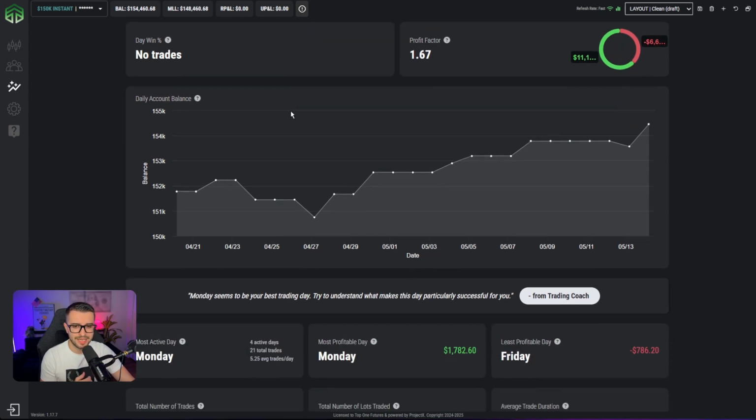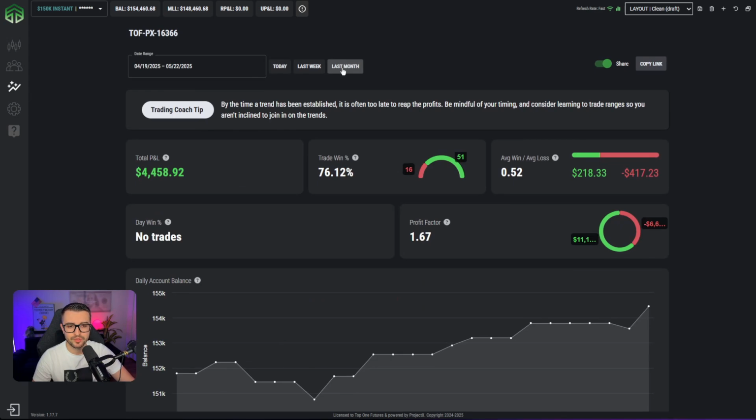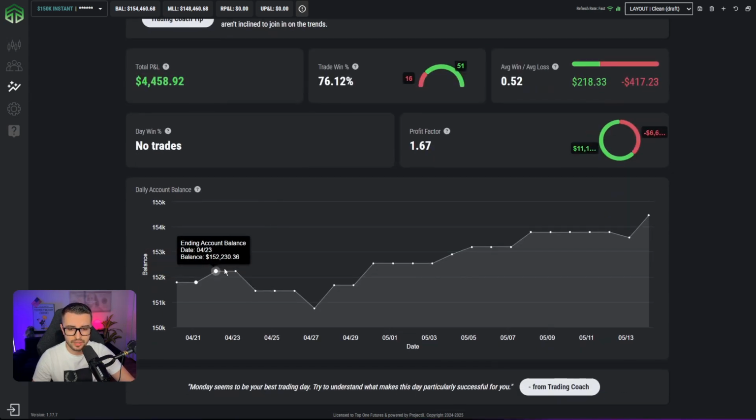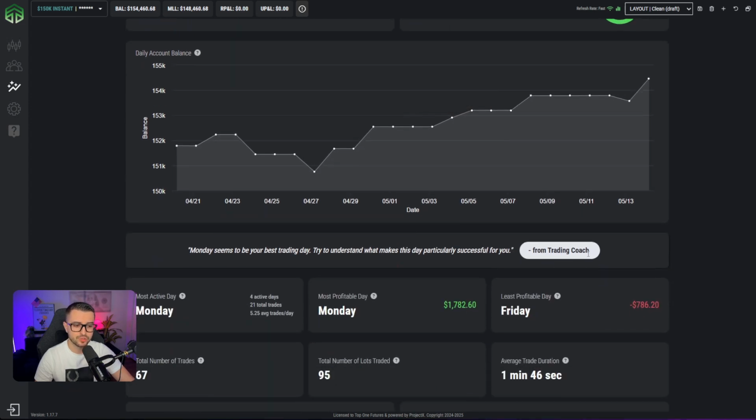Next thing here, we have the daily account balance graph. It shows completely our balance for this time period from last month, closing balance, right? What has it been during those days? There's also a trading coach, which I'm not sure if it's completely AI or just statistically based, but it says, for example, Monday seems to be your best trading day. Try to understand what makes this day particularly successful for you, right? So it gives you some tips here and there. Personally, I don't look at it that much, but sometimes it does say valuable things.